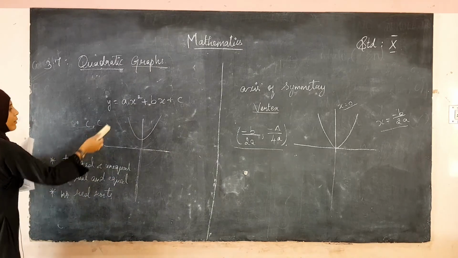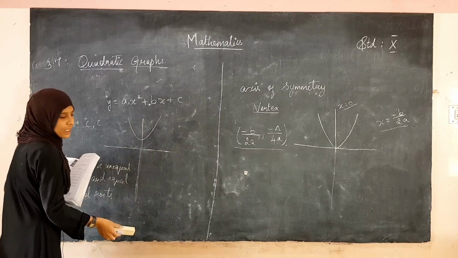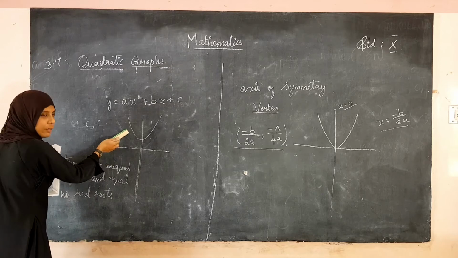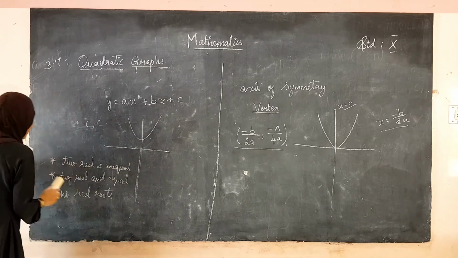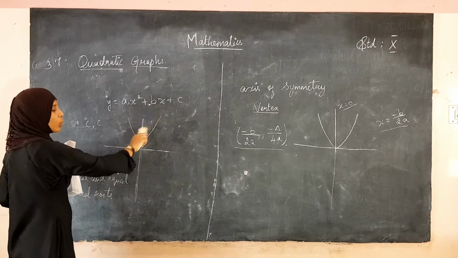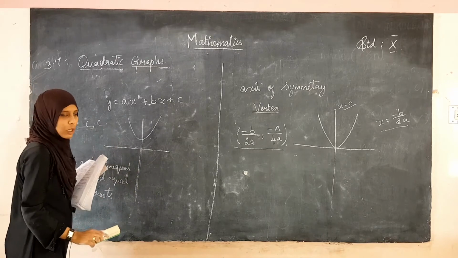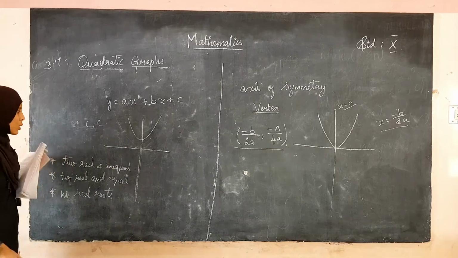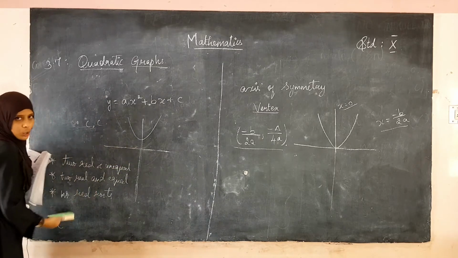If the graph we have drawn touches the x axis at 2 points, then it is said to have 2 real and unequal roots. If it touches the x axis at only one point, it is said to have 2 real and equal roots. If it doesn't touch the x axis, then it is said to have no real roots. For the first two, the x axis points will be the roots.